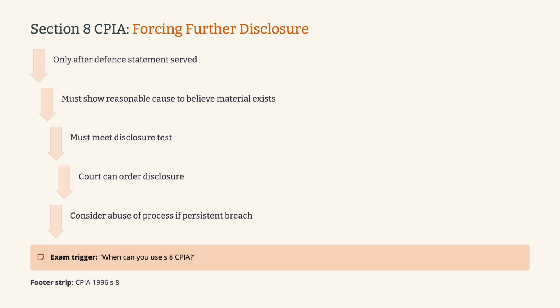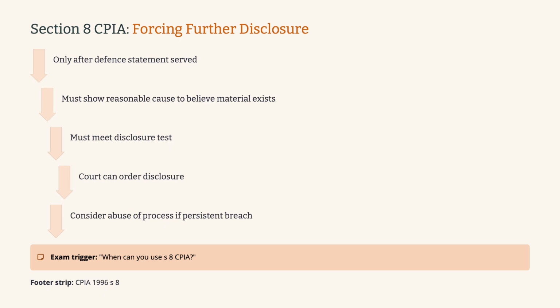Second, you must show the court reasonable cause to believe that specific material exists. You can't make a vague, speculative application. You need to identify it in very clear terms. Third, you must demonstrate that this material meets the disclosure test, that it might reasonably undermine the prosecution case or assist the defense. Fourth, if these conditions are satisfied, the court can order the prosecution to disclose the material. The court becomes the enforcement mechanism.